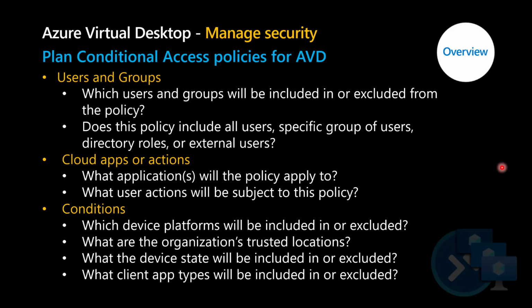What is the device state? If the device is in a trusted state, allow the access. If the device is not in a trusted state, exclude the access. Again, what is the client application type? If I need a desktop client, or a web client, if it's a web client, exclude or restrict the access. If it's a desktop client, allow the access. This kind of question also has to be identified as a part of your planning for Azure Virtual Desktop configuration.